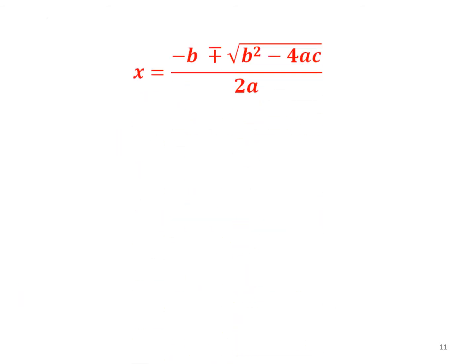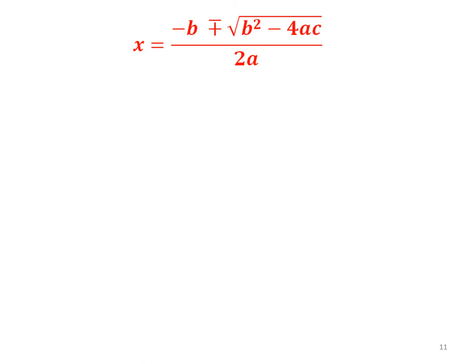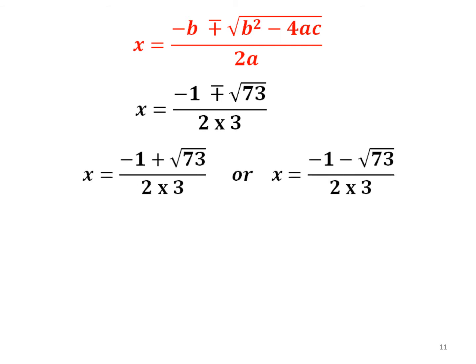Now we shall substitute in the formula x is equal to minus b plus or minus under root b square minus 4ac upon 2a. x is equal to minus 1 plus or minus under root 73 upon 2 into 3. x is equal to minus 1 plus root 73 upon 2 into 3, or x is equal to minus 1 minus root 73 upon 2 into 3.